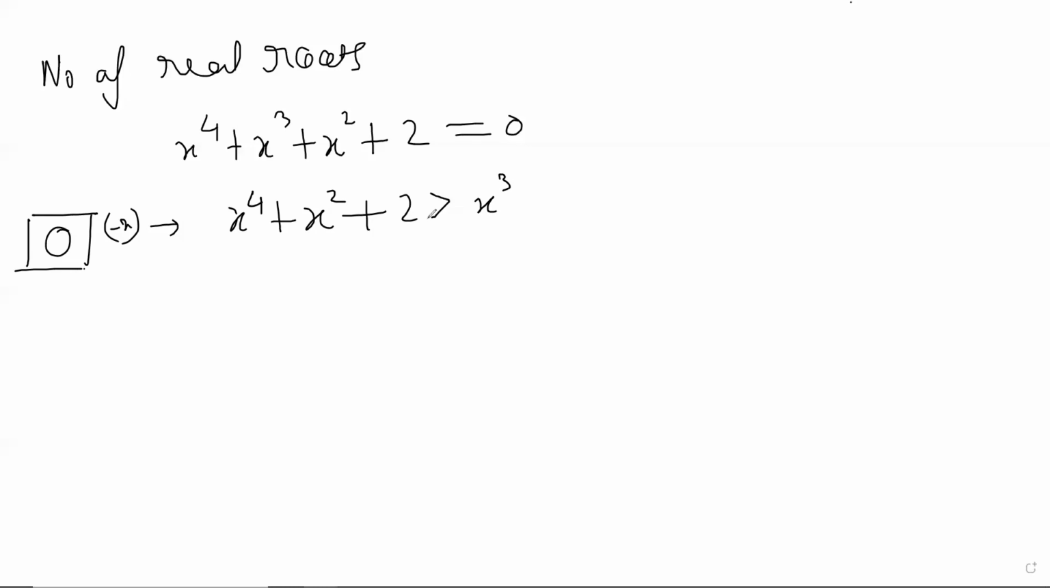For x greater than or equal to 1, it will always be greater. And if x is less than 1, then also we have plus 2, right? So the left hand side has to be greater than 2. Perfect. That's right. That's correct. Answer is 0. Good. Next question.